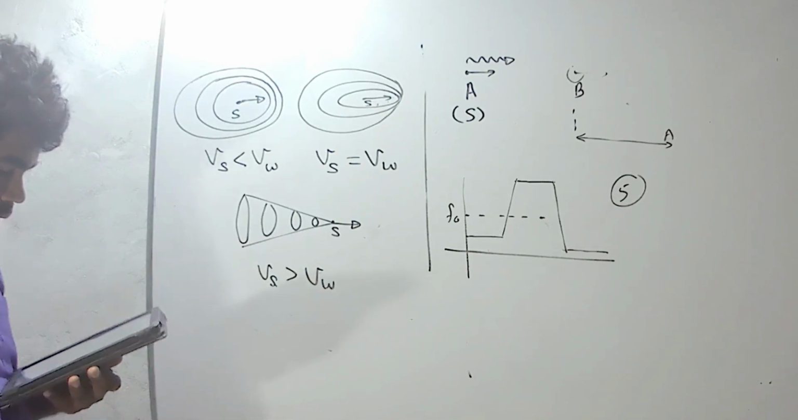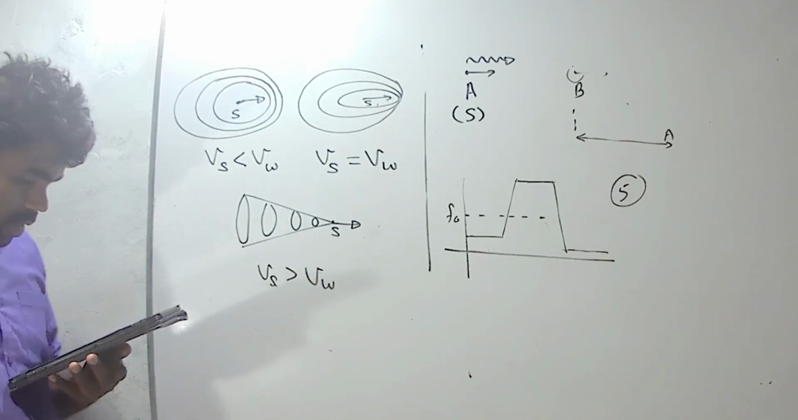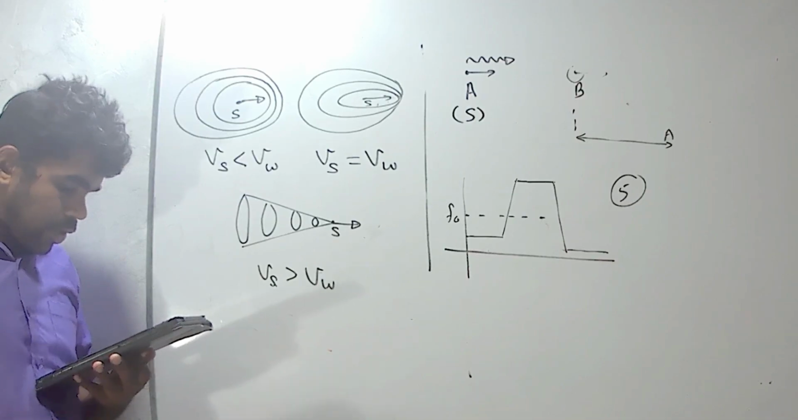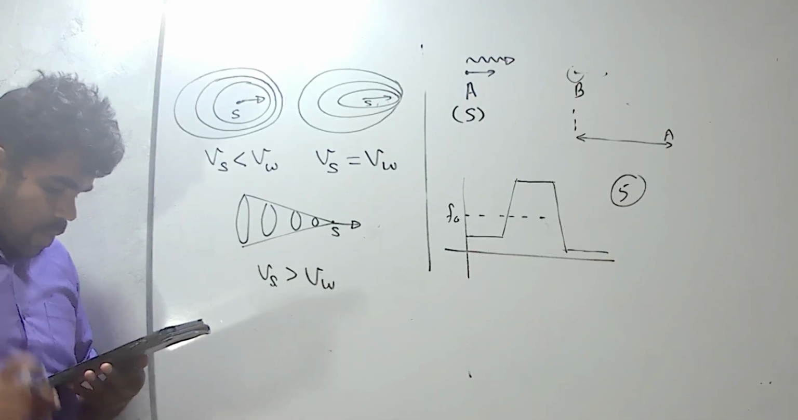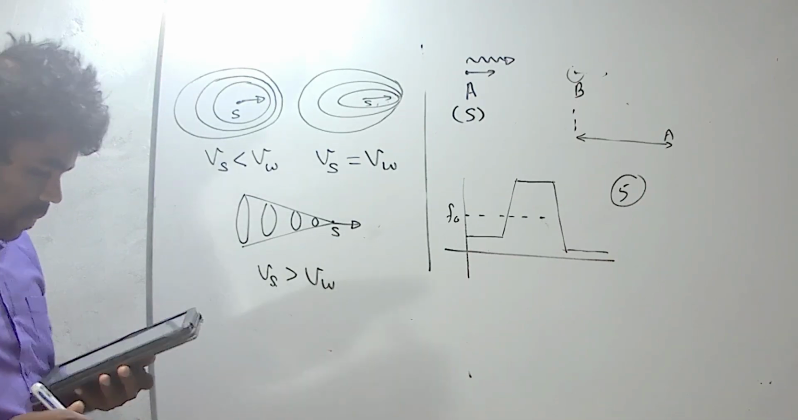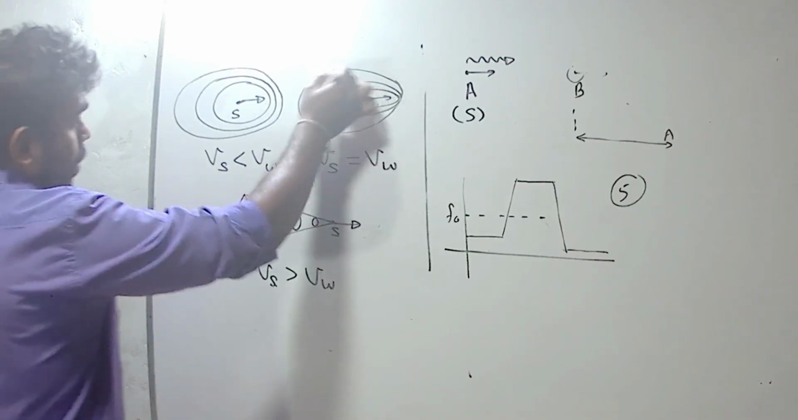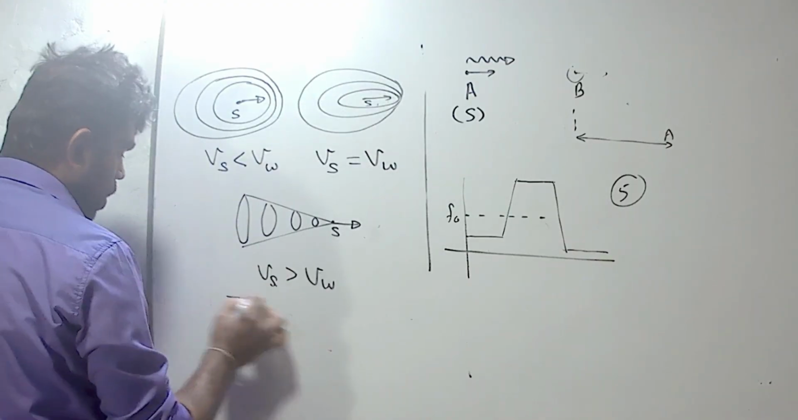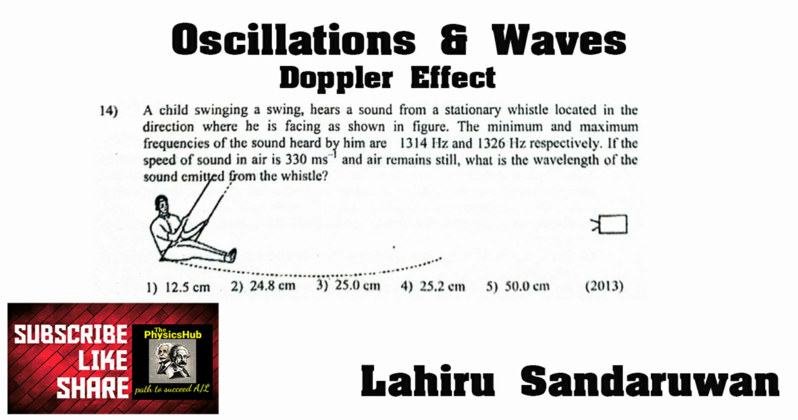Now they have given a source of sound is moving to the right with the speed of sound. Therefore, answer should be like this. This is answer 2.